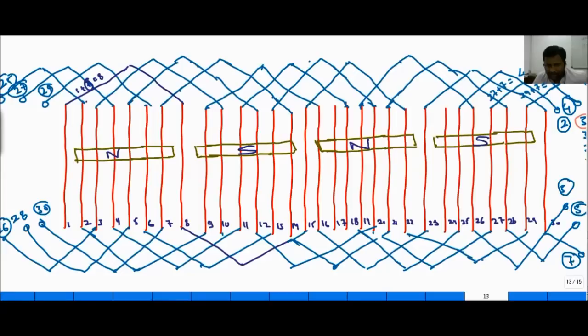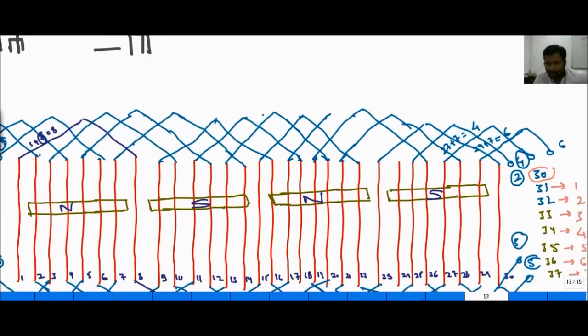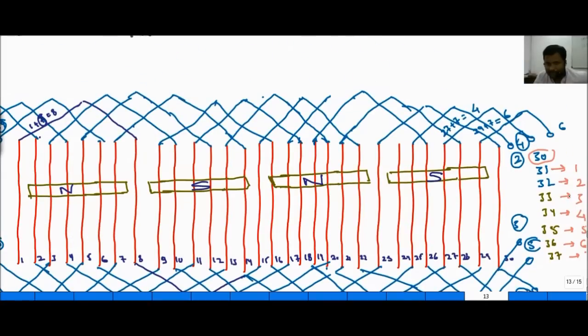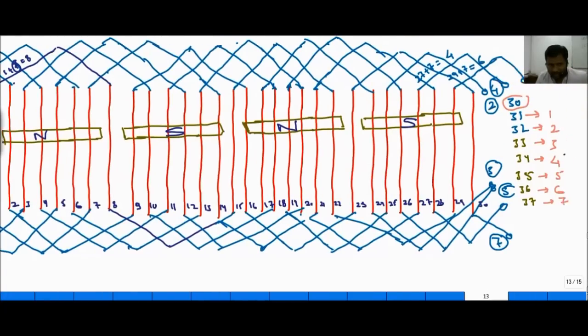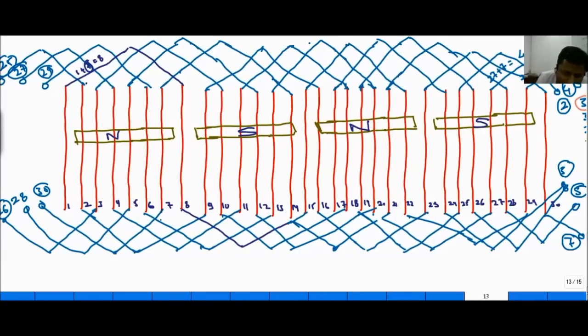10, and 10 plus 7 is basically 17, and 17 plus 7 is nothing but 17 plus 7 is 3 plus 23. And 23 plus 7 like this. Okay. And 8 is connected to this question.